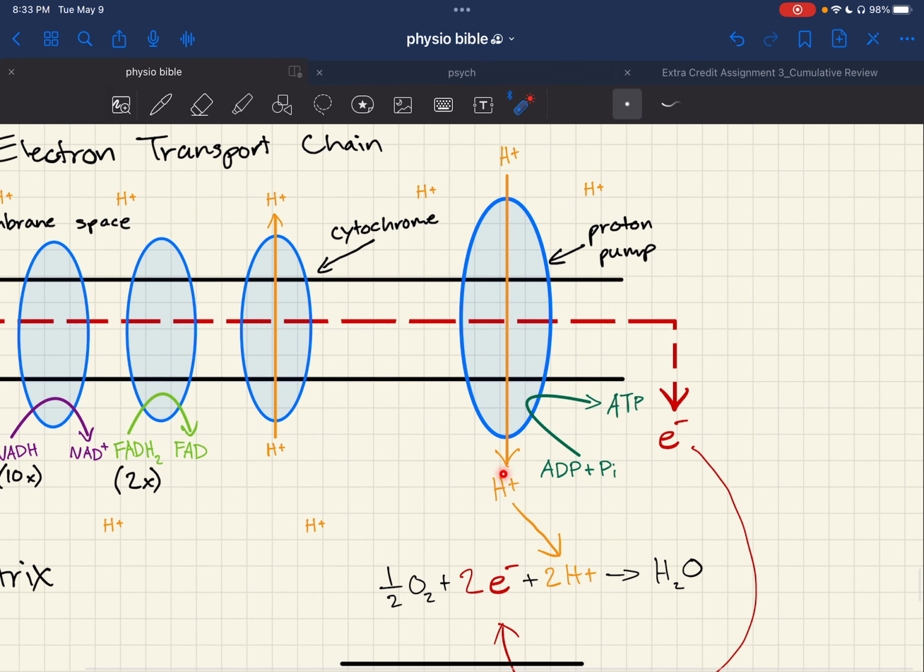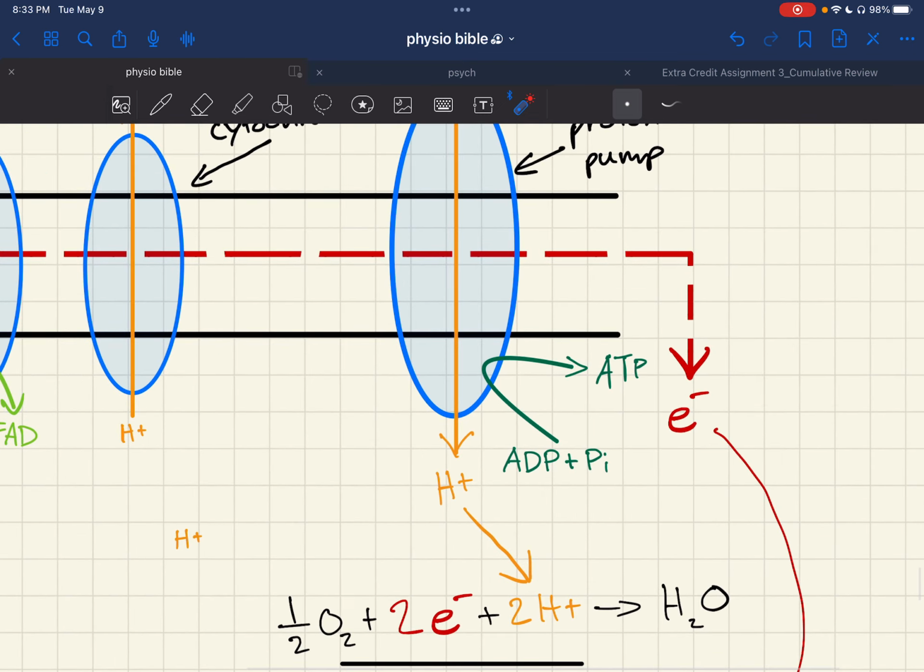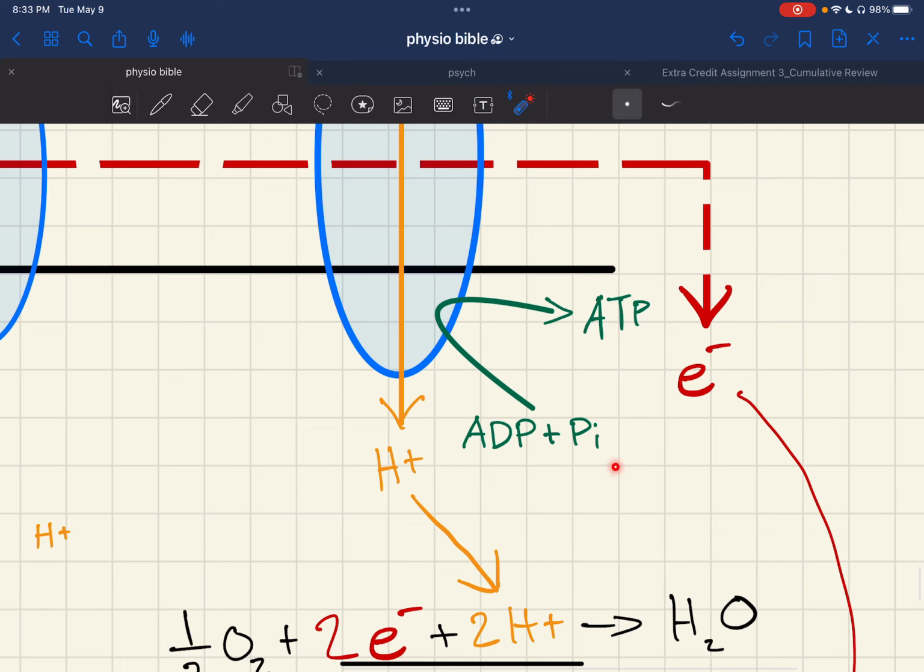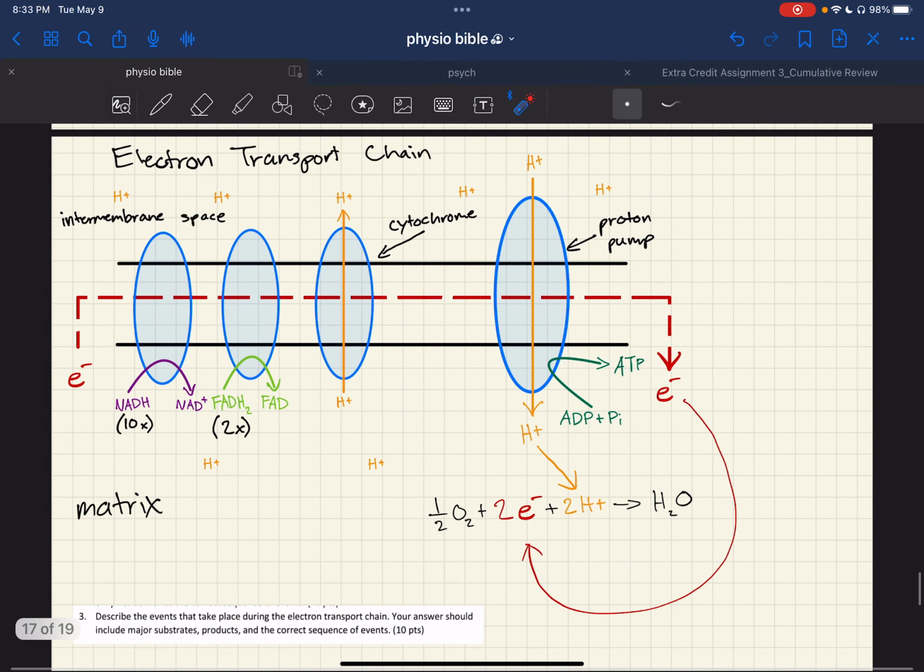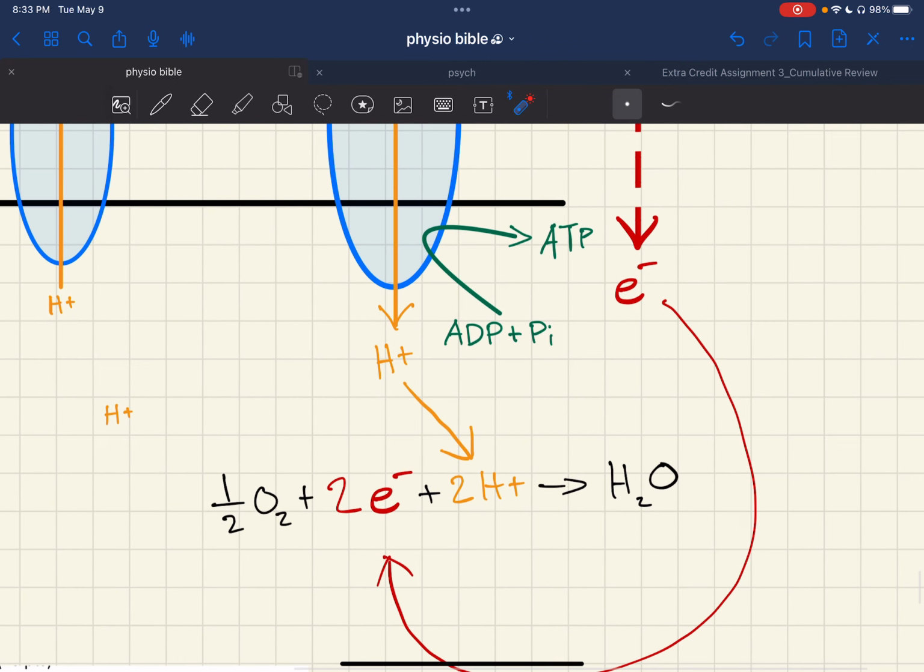So they funnel all the way through one big protein over here called the proton pump. And all these hydrogen ions going through this pump generates energy, converting ADP and a phosphate ion back into ATP. So that's where we get our 30 to 32 ATP from the electron transport chain.